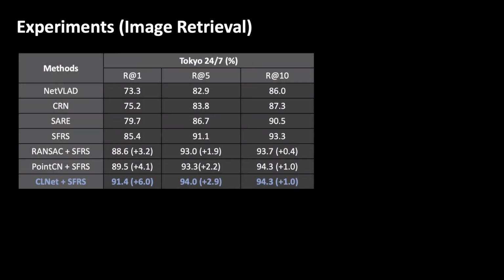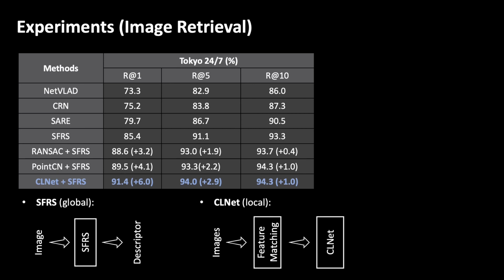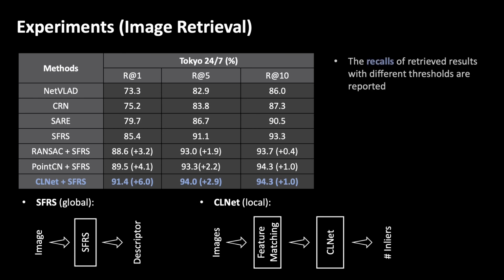We also perform experiments on image retrieval with the goal of retrieving the reference images which are similar to the source image. Here we suggest using our method to re-rank the images retrieved by SFRS. Specifically, given the source image as well as one of the reference images, our method is employed to identify inliers from the initial matches. The number of inliers is then used as a metric to re-rank the reference images. This combination considers both global context as well as local patterns. Significant improvement of recall can be observed on Tokyo dataset.